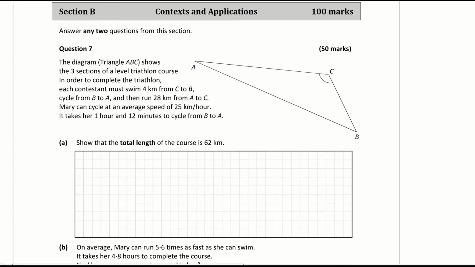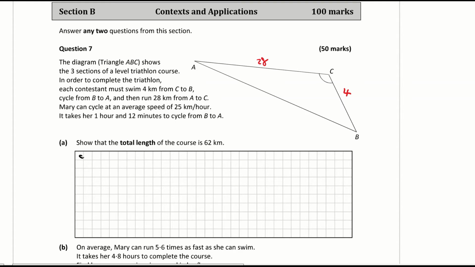2021 paper 2 question 7. Let's fill in some information onto the diagram. First, what we know is that the swim is 4 kilometers from C to B. And we know that the run is from A to C, which is 28 kilometers. In part A of the question, it's asking us to show that the total length of the course is 62 kilometers. So that basically means we need to find the distance of the cycle.